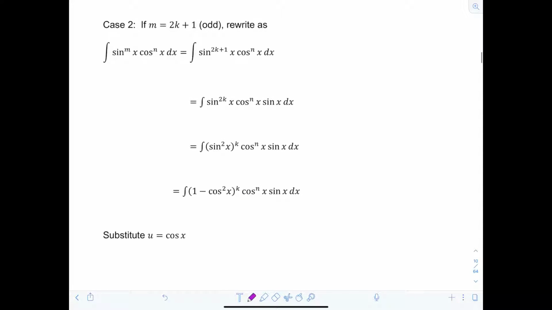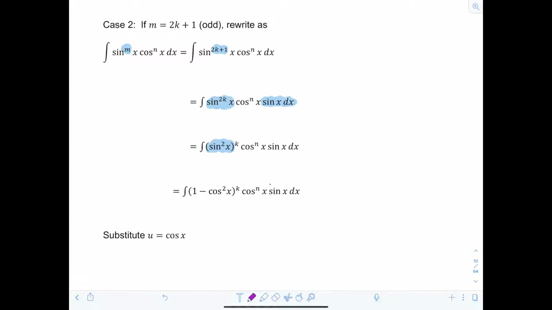So case 2 now says m is equal to 2k plus 1, which means that it's odd. Then you're going to rewrite it as follows. So the only thing that's different with case 2 is that now the power on sine is odd. And so in this case, I can write it as 2k plus 1. You're going to pluck off one of the factors of sine. So now you have sine to the 2k of x, which means it's even. So I can write it as sine squared to the x.